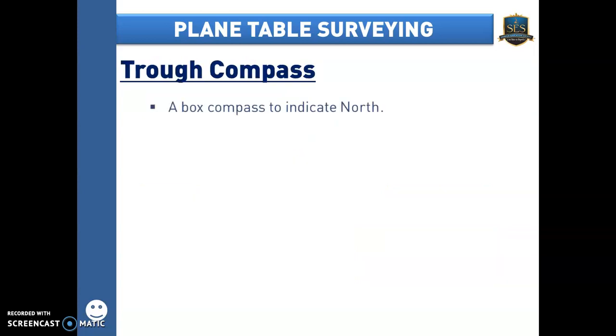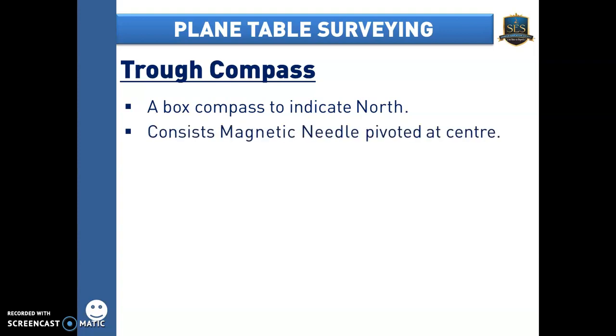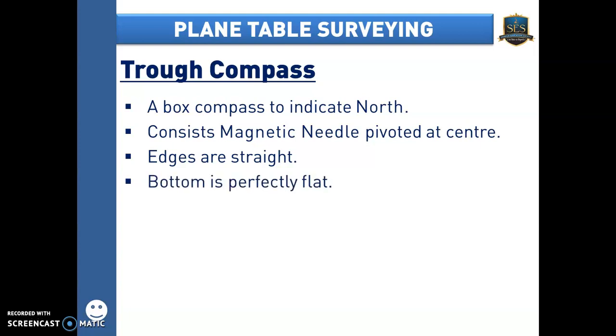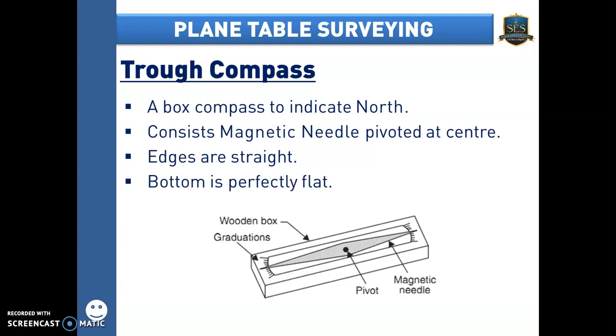Trough compass. It is a box compass which is used to indicate the north direction. Trough compass consists of a magnetic needle pivoted at center. Trough compass has two edges, both of them are straight, and its bottom is perfectly flat.